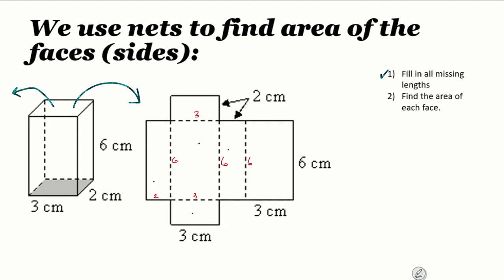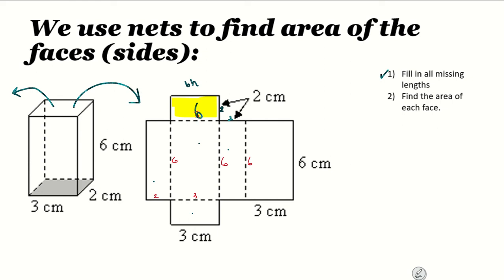Now let's find the area of each face. So that face right there. That is a rectangle. Area of a rectangle is base times height. So 2. Oh yes, so they're telling us there's a 2 right there and a 2 right there. So yes, I was right. 2 times 3 is 6. So that face has an area of 6.